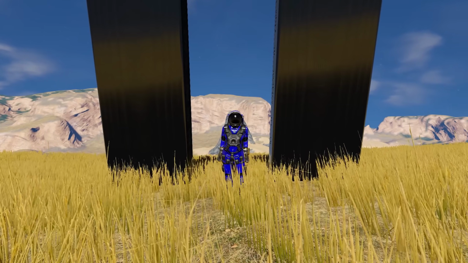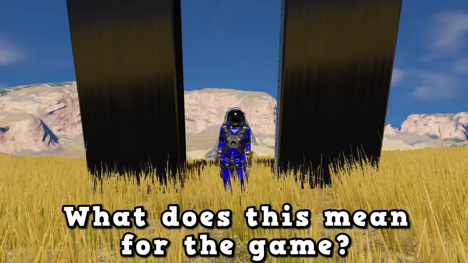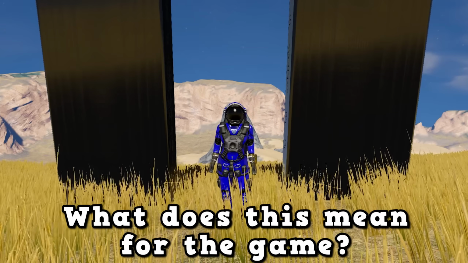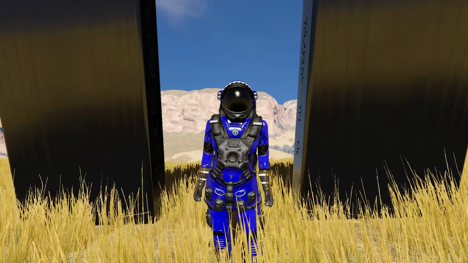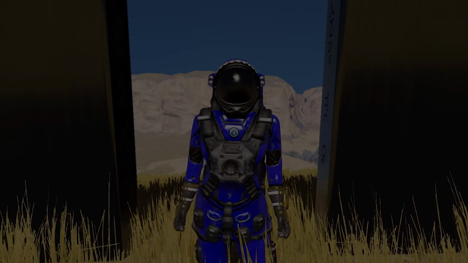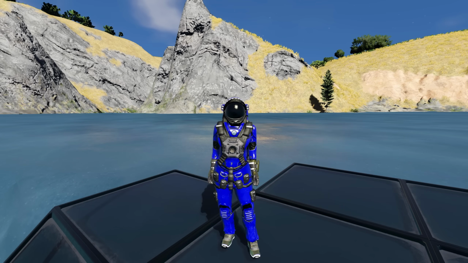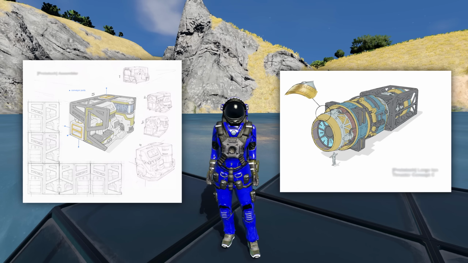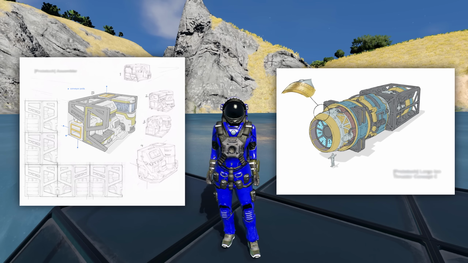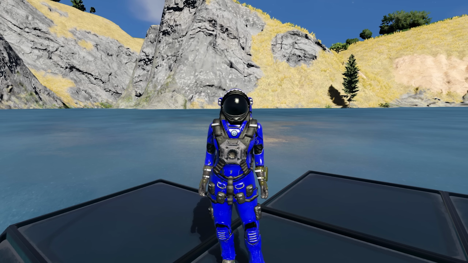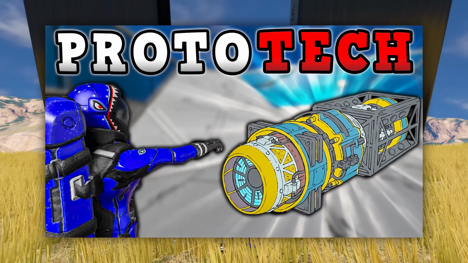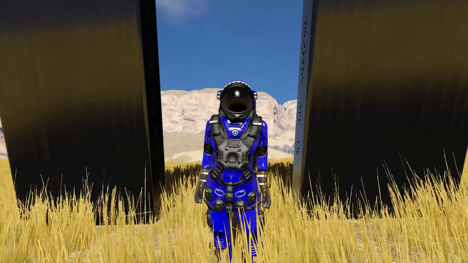Regardless, the biggest question of them all is, what does this mean for Space Engineers? If you'd asked me a couple of weeks ago, I would have said nothing. But something has changed in the past few weeks. Something very, very interesting. The next update for Space Engineers is adding something called prototech, which I believe is going to be technology that was built by an ancient proto-civilization that inhabited this solar system. And I have no doubts in my mind that this proto-civilization is the one mentioned on both the Monolith and the Stereolith.